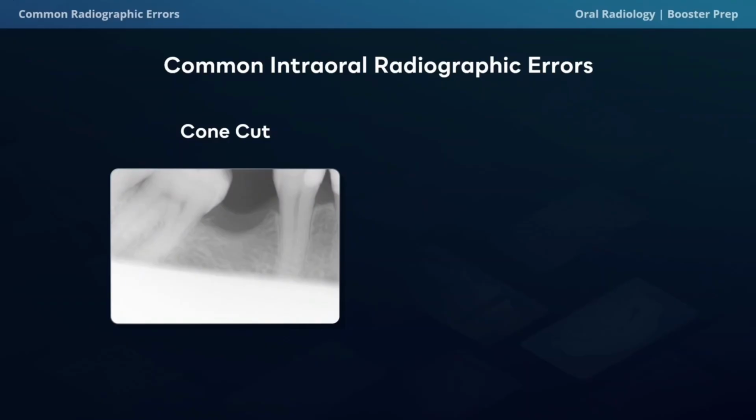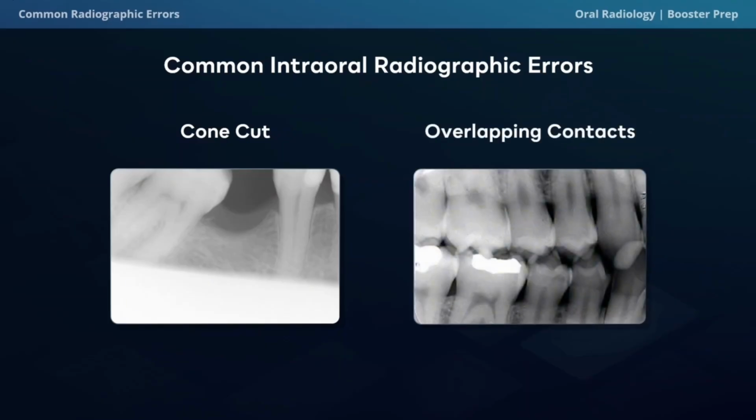Alright, so next up we've got a cone cut error, and this usually happens when part of the sensor or the film doesn't get exposed to radiation, and it's usually because the x-ray beam wasn't aimed correctly at that sensor. So as a result, you'll see a blank or a clear area on the image where nothing was captured. And another common error is overlapping contacts, and basically this means spaces between the teeth aren't visible, and the teeth look like they've been stacked on top of one another, and that means that the horizontal angulation of the beam was off.